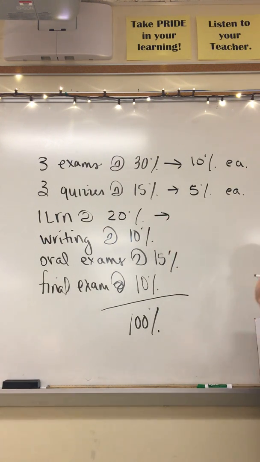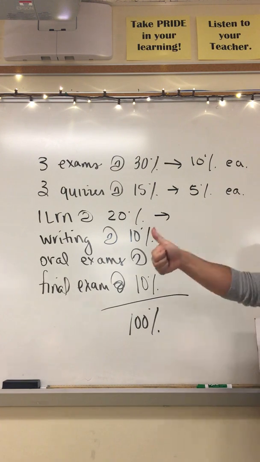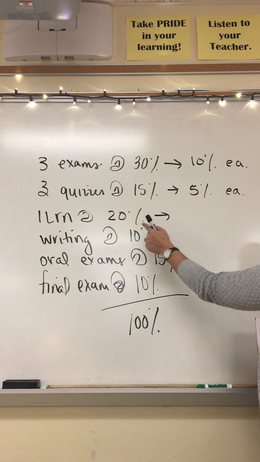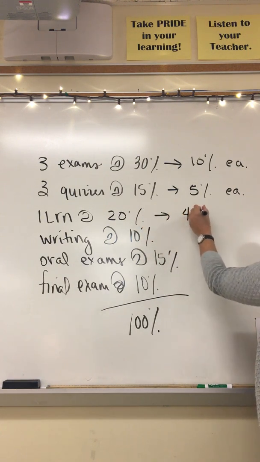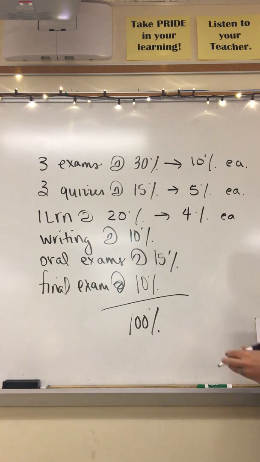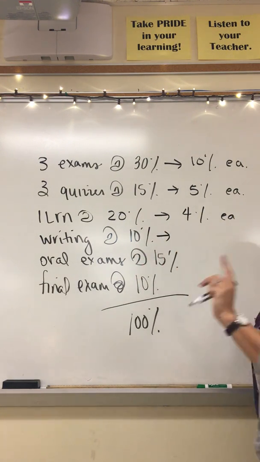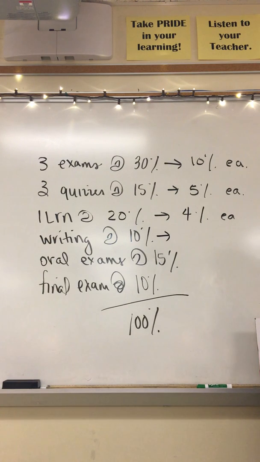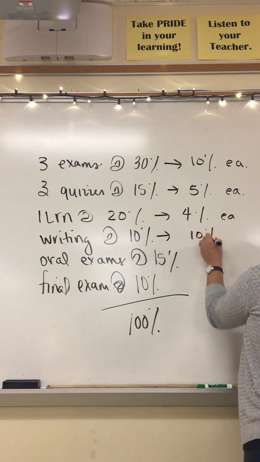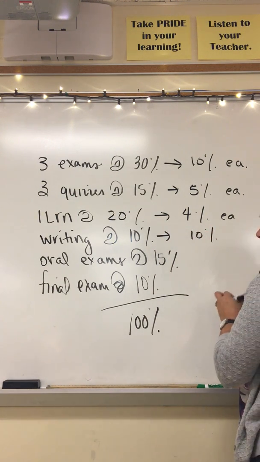We have 5 chapters in iLearn: Chapter P, 1, 2, 3, and 4. That's 5 total chapters, so 20 divided by 5. Each chapter is worth 4% of your final grade. We're going to have 1 writing essay, part of your final exam. The essay is worth 10%, the full 10% because there's only 1 essay.